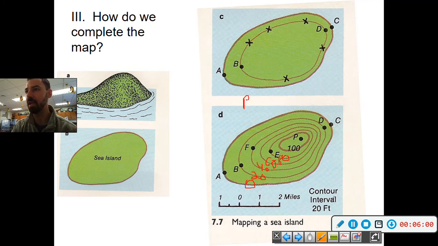And P, once again, is falling in between, so it's going to be one more than the 100 contour line, so 101, to one less than the next contour that would have been there, which is 119. Okay, so P is between 101 and 119 feet.